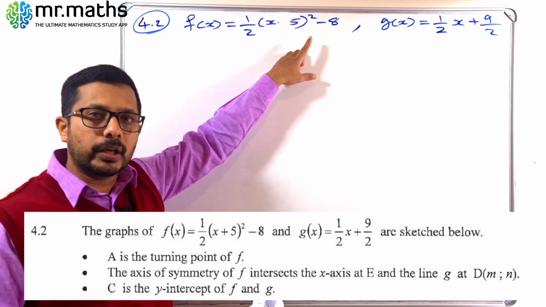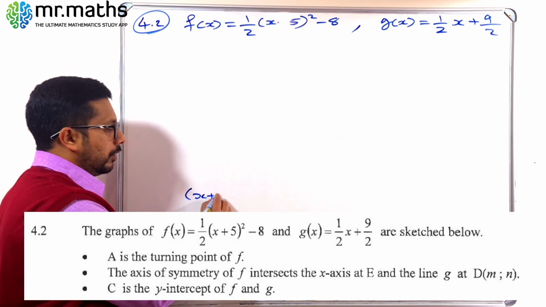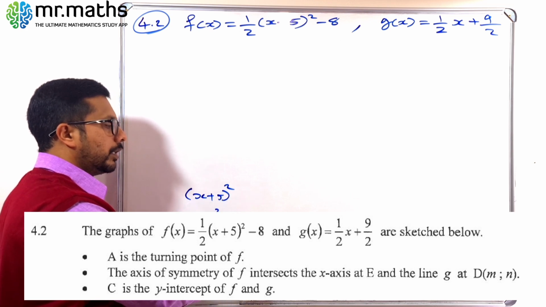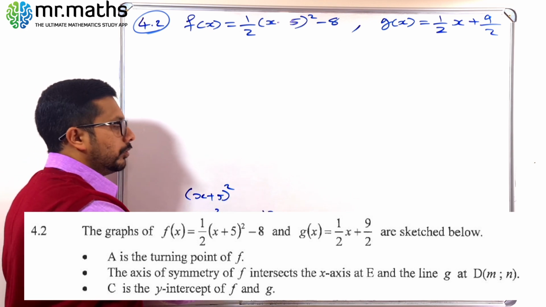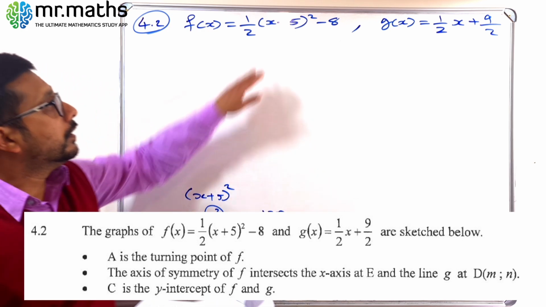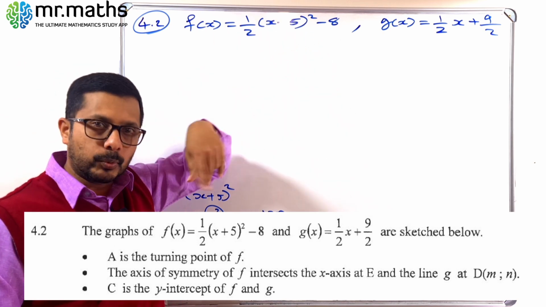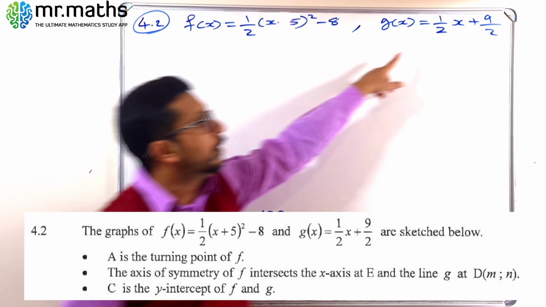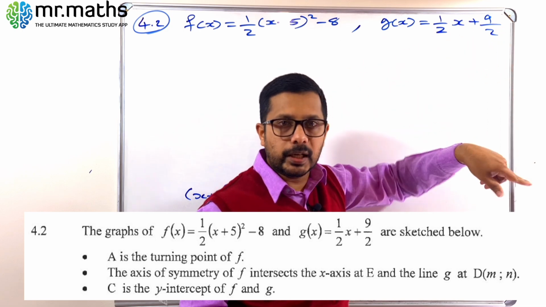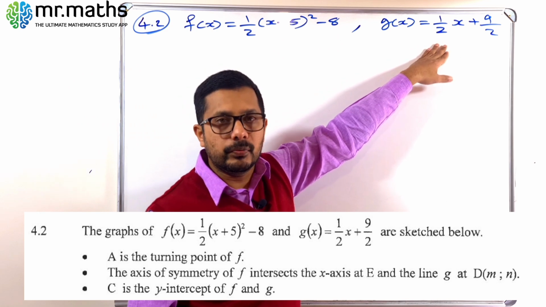X plus 5 the whole square means, if you expand this one, what is the first term? If you expand that one, x square plus 10x, plus 25. So here what is the highest term? X square. So what type of function is this? Quadratic function or a parabola. Then that one, here the highest power of x is 1. So it means that this is a linear function or a straight line. So we are given a quadratic function and a linear function, a straight line.